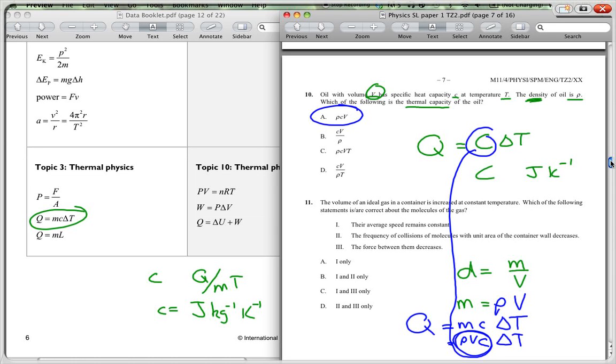The thermal capacity times your change of temperature is equal to your heat.